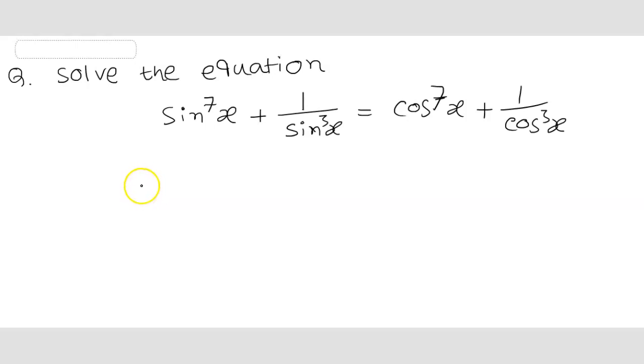Welcome friends. Today we are going to solve a trigonometric equation. As you can see, I have already written the equation. This may seem a little bit tough, but it's easy. Give yourself a try and then come back to see the solution.